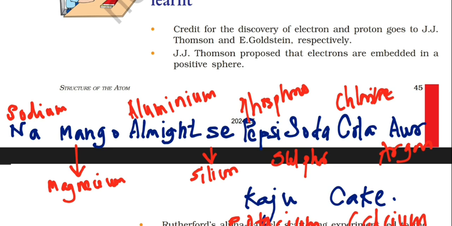So understand, I will repeat both phrases and sentences. For the first 10: Hi hello listen BBC news on Friday night, and the second one is Na mango almighty se Pepsi soda cola aur kaju cake. So in this way we have finished our lesson number 4. If you have any doubt, ask me in the comment box. Thank you.